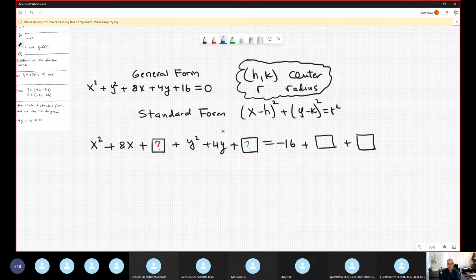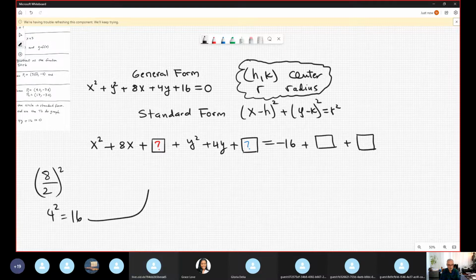Who can help me with the X part? Do you remember the formula to find the matching number? 16? Yes, come on. Repeat again, please. 8 divided by 2 is 4, and 4 squared is 16 exactly. Okay, 16 now, 16 here. Boom, 16. It's a magic number.